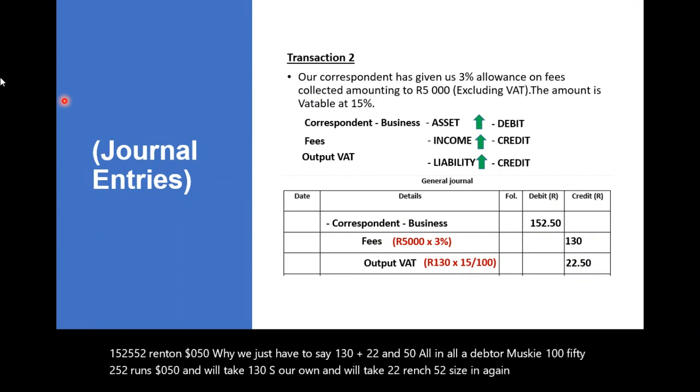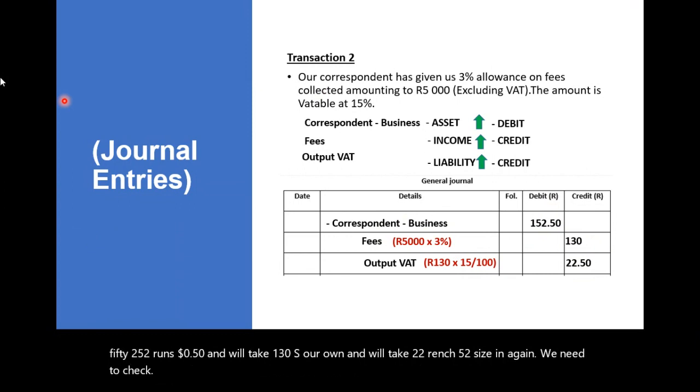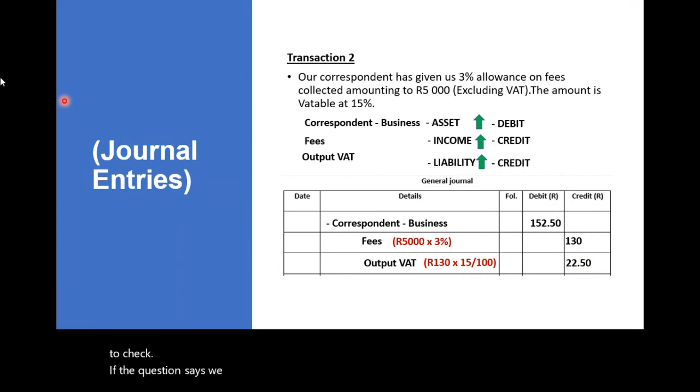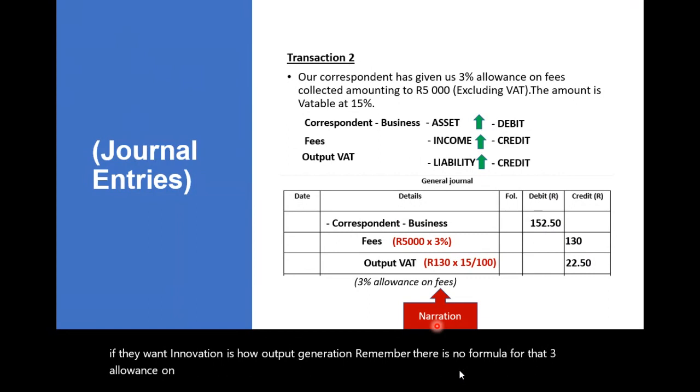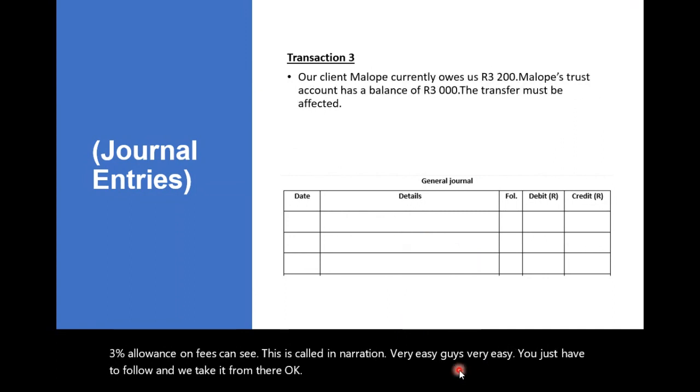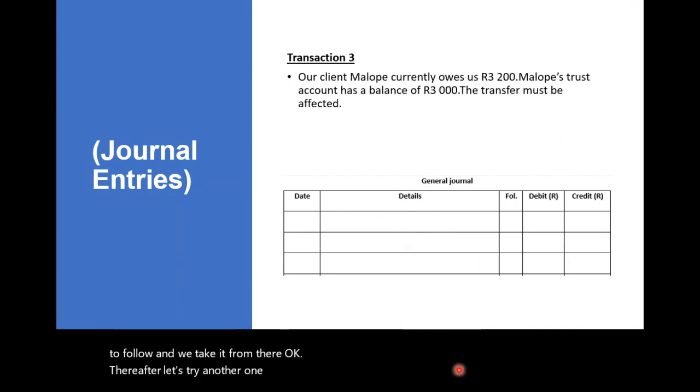And again, we need to check if the question says we need to show narrations or not. Okay, so it means if they want a narration, this is how I'll put the narration. Remember, there is no formula for that. 3% allowance on fees. Can you see? This is called a narration. Very easy, guys. Very easy. You just have to follow, and we take it from there. Okay. Thereafter, let's try another one, which is the last one.